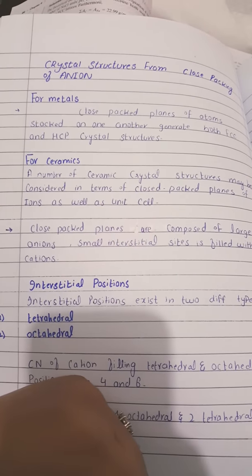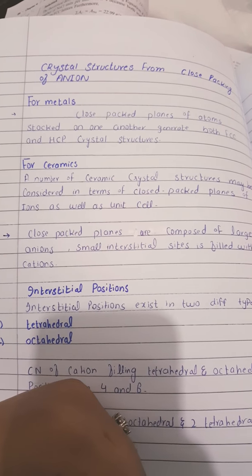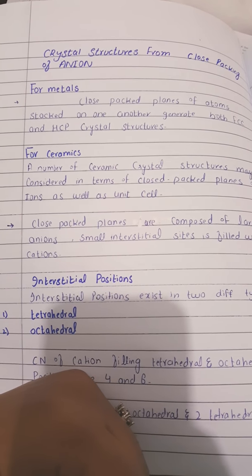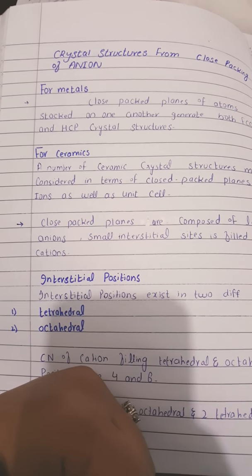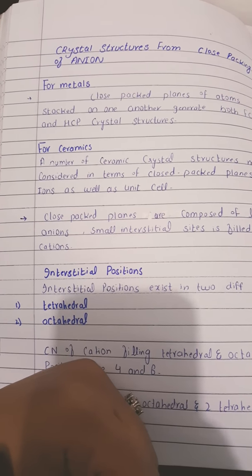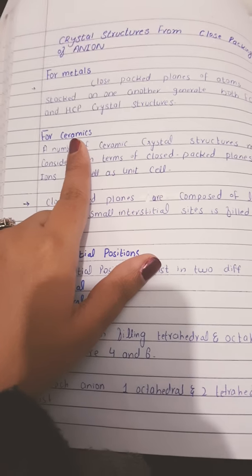Bismillahirrahmanirrahim. Today I'm going to explain crystal structures from close packing of anions. For metals, all of us know that we use atoms for discussing the crystal structure. But for ceramics, we are discussing anions and cations.